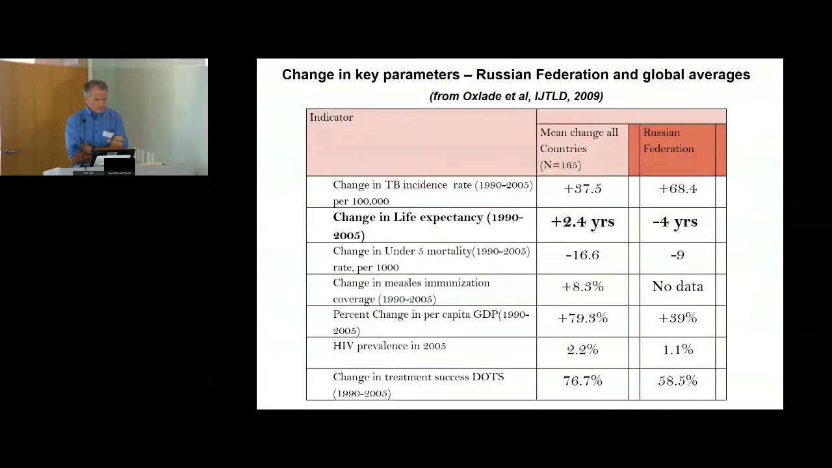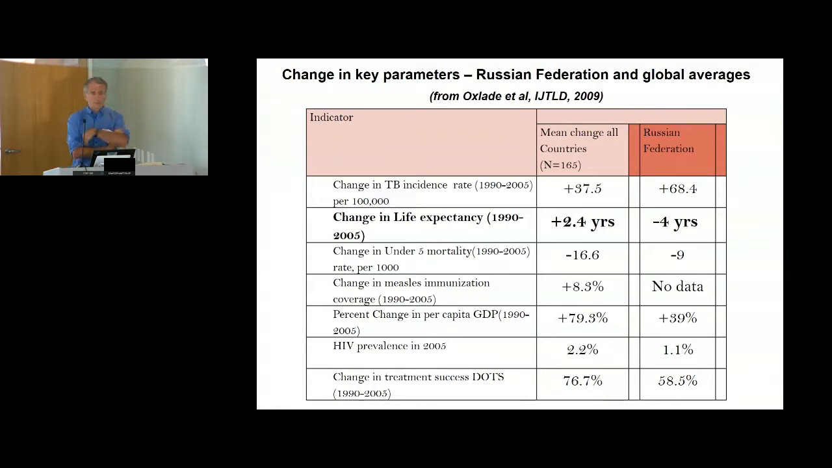So for the Russian Federation, the change in TB rates, actually we looked at all countries, and the biggest difference between the Russian Federation and all other countries was the difference in life expectancy. Life expectancy in Russia went the wrong way by 4 years, so they lost 4 years of life expectancy on average in that decade. The rest of the world was gaining life expectancy, slowly. Otherwise, there was no obvious indicator that seemed to predict it.